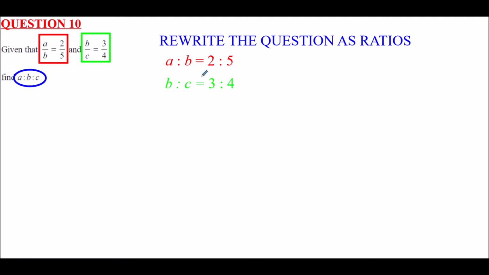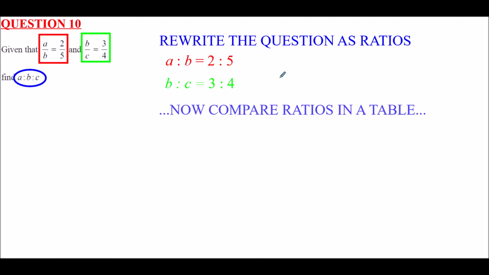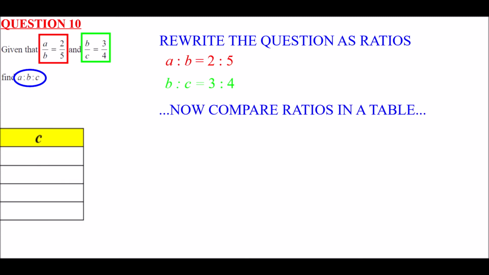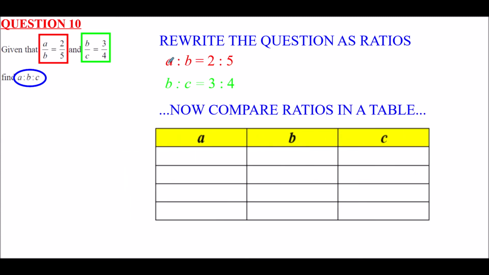Now people use different methods. For example, bar models are very common. If that works for you, great. I'm not knocking a bar model, they do work very well, but for the sake of this video not being 10 hours long, I'm just going to show you how to do this using a table of values. So here's the table. The first one, a to b is 2 to 5, we can add this in. And the second one, b to c, is 3 to 4.